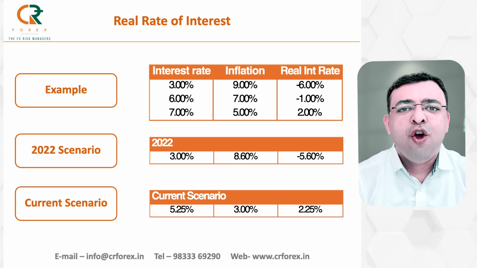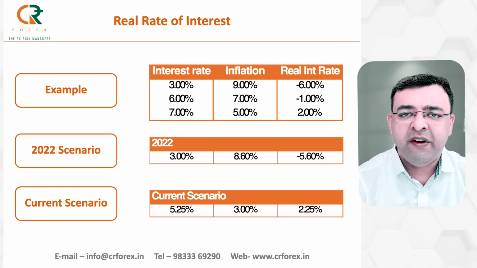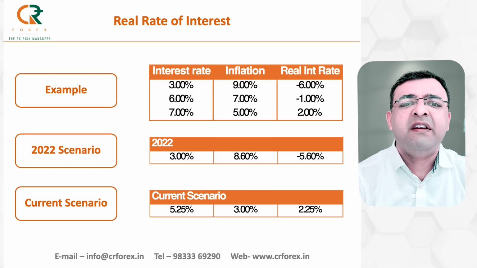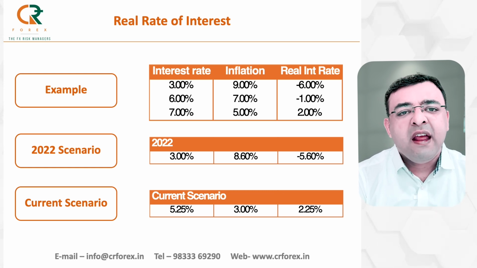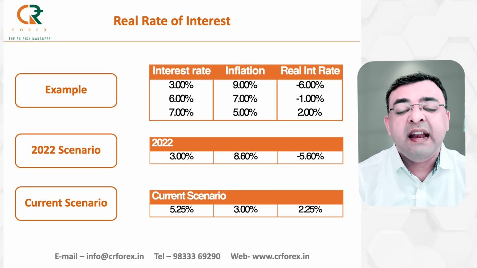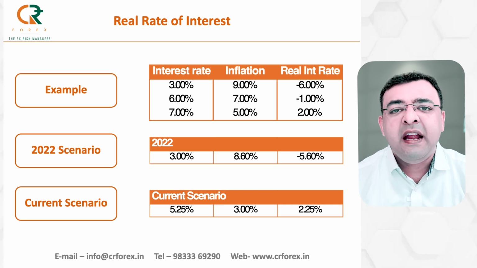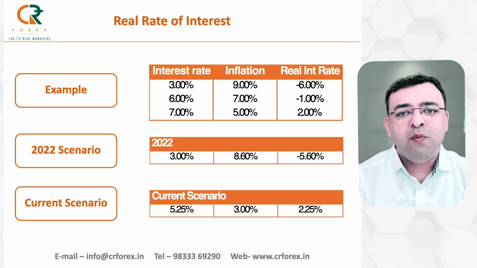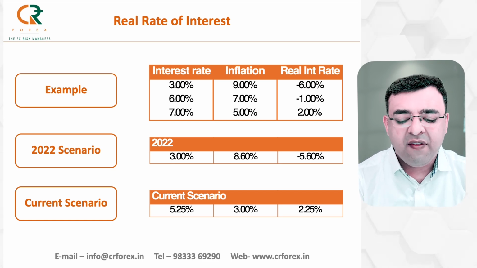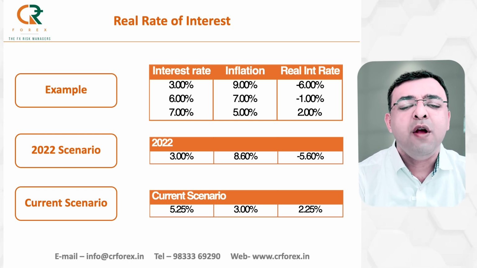There is one more reason which explains that Fed is going to cut interest rate. The reason is the real rate of interest. Now let us understand what real rate of interest is. Suppose the interest rate in the economy is 3% and inflation is 9%, then an investor is on the negative side, as he is not earning anything, negative to the tune of 6%. Let me give you one more example of a positive real yield. If the interest rate in the economy is 7% and inflation is 5%, the investor makes 2%.